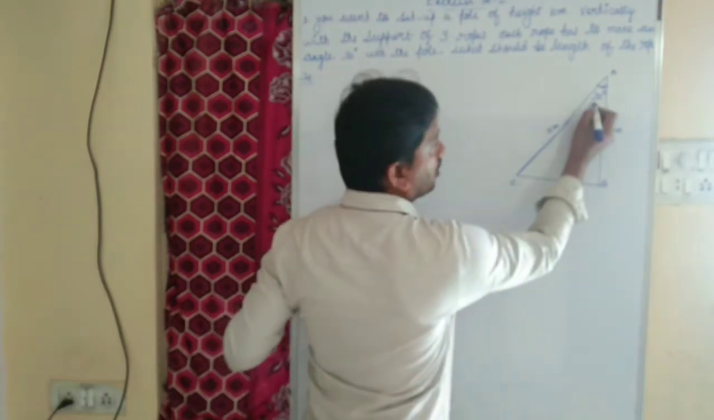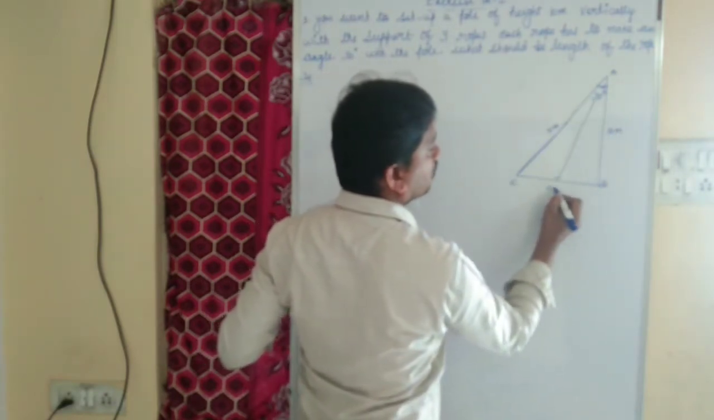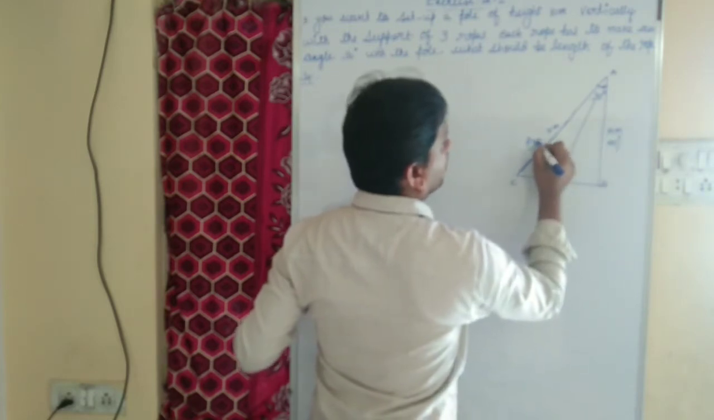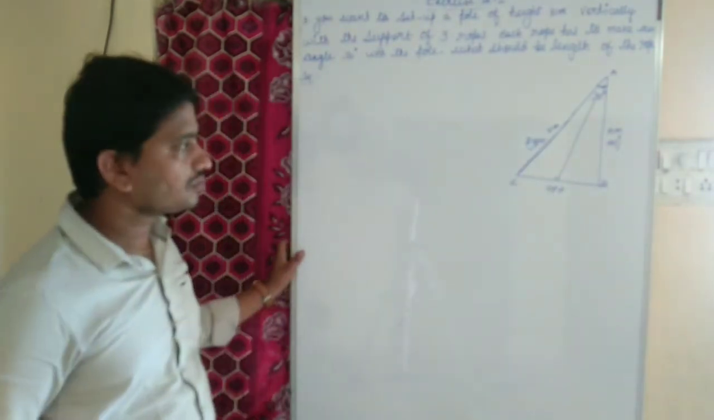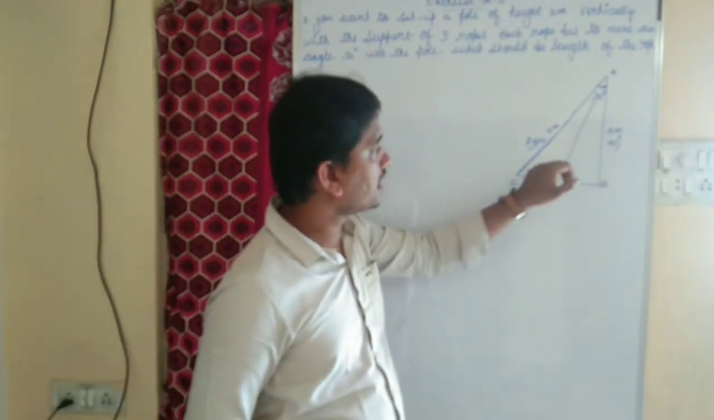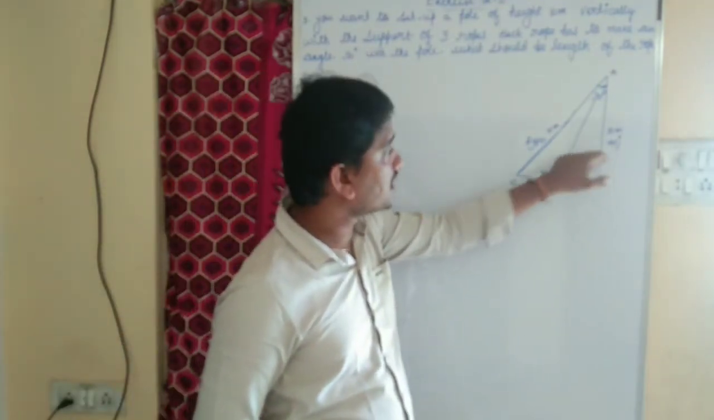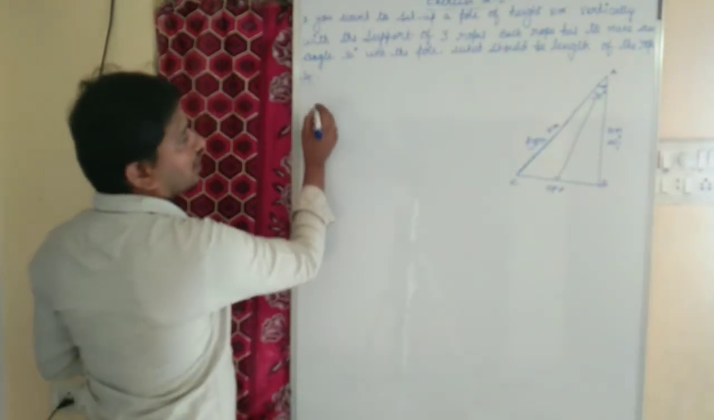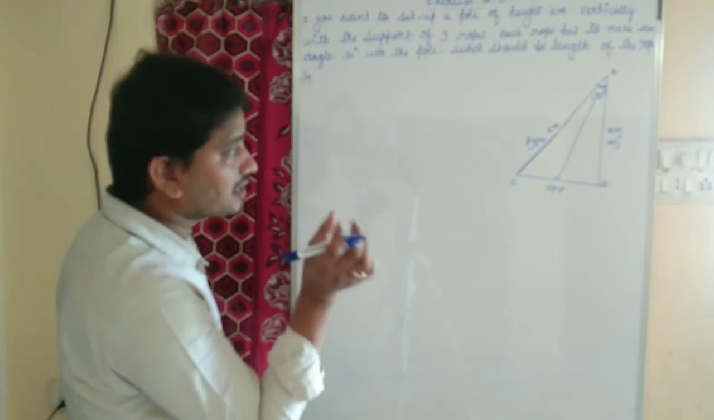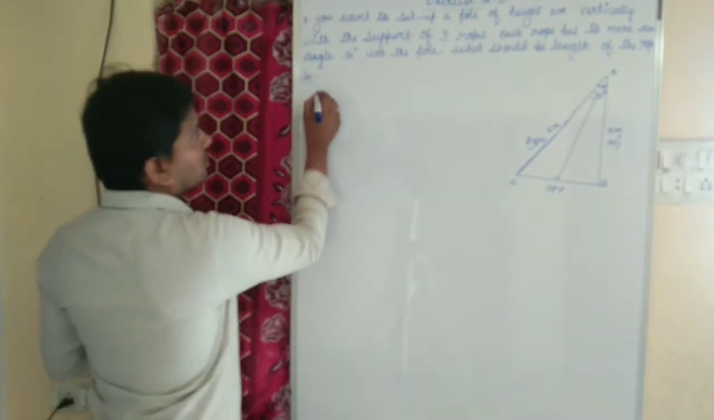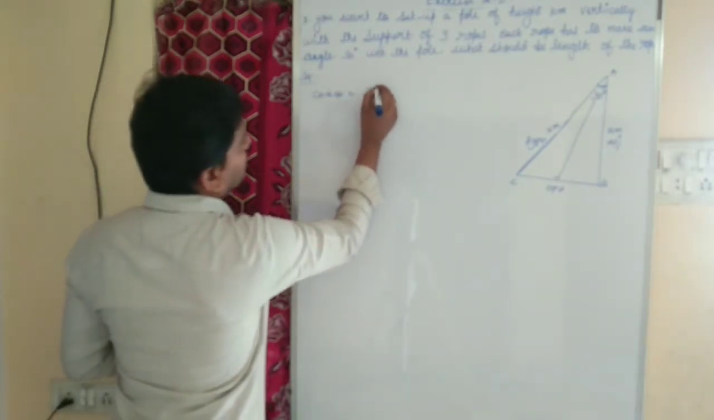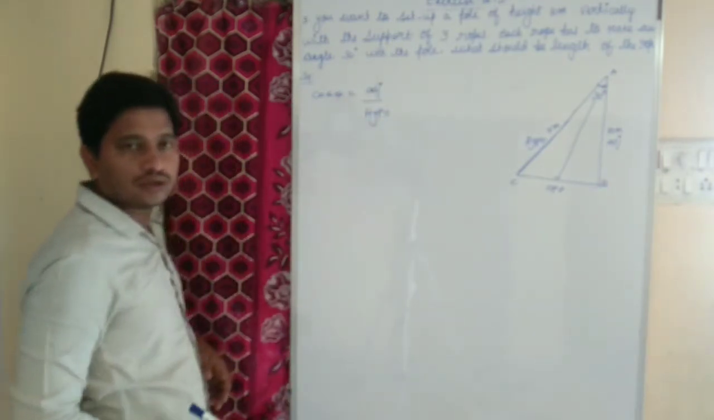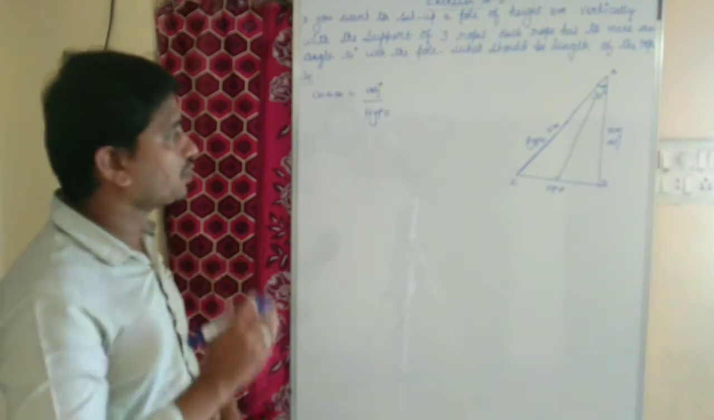So we have an angle of 30 degrees. This will be the opposite side, this will be our adjacent side, and this will be our hypotenuse. Our known quantity is the adjacent side, and the unknown quantity is the hypotenuse. What is the trigonometric ratio whose relationship is adjacent side by hypotenuse? That is called cos theta. Yes or no, children? The cos ratio is adjacent side by hypotenuse.